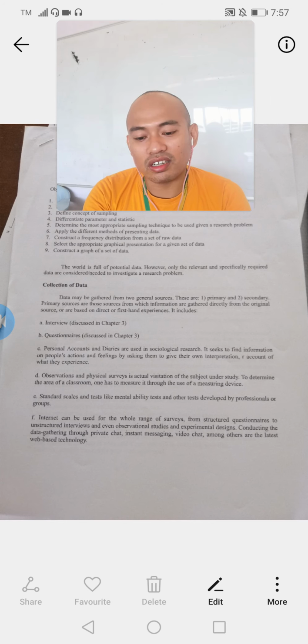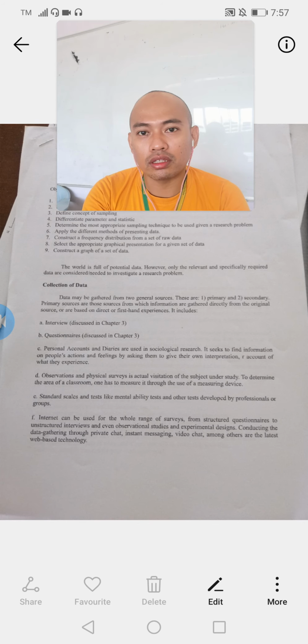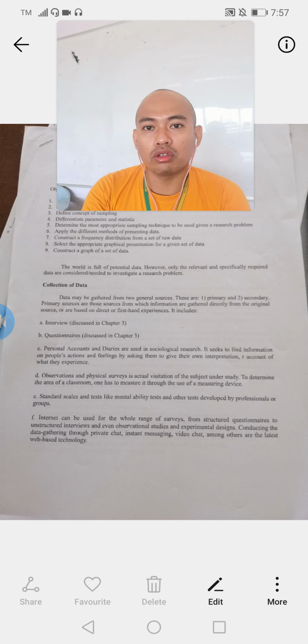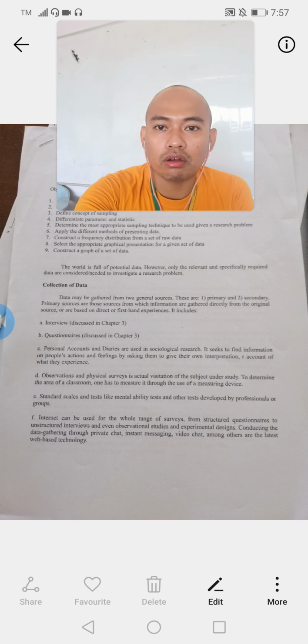Conducting data gathering through private chat, through Facebook Messenger or instant messaging, or maybe Google Meet, and also other video chat platforms, among others, are considered to be the latest web-based technology under the internet as a primary source of data. On the other hand, we can also have secondary source of data.